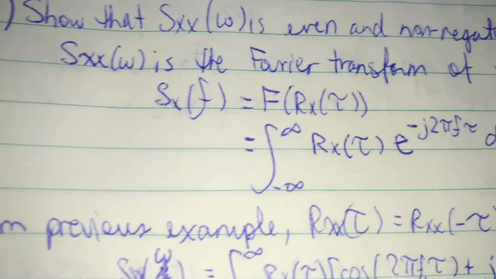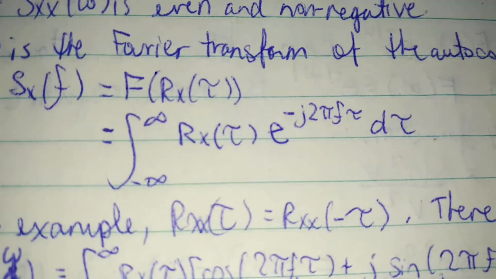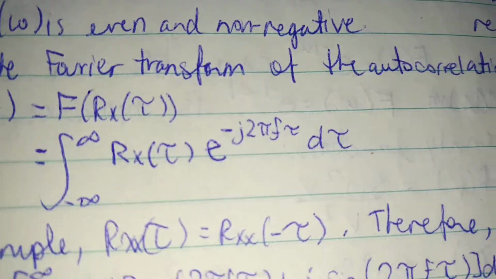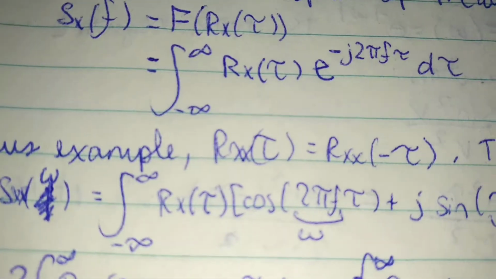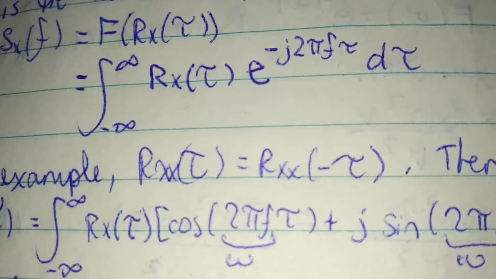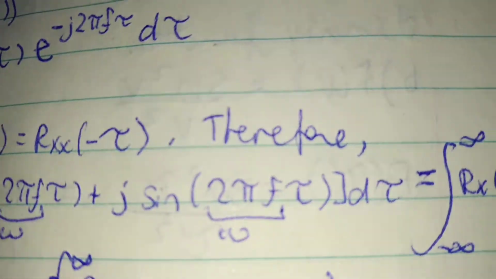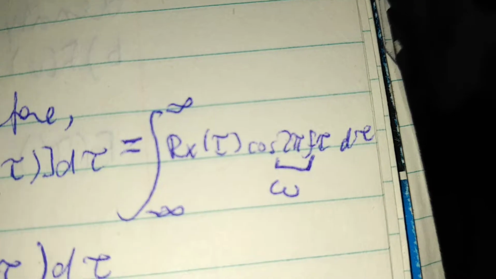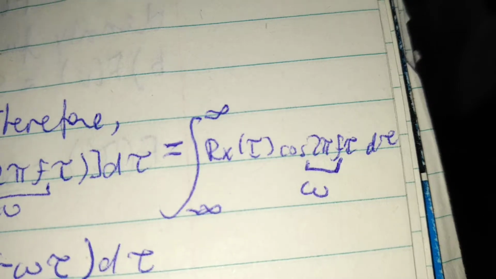And so we know that for something to be even, it's got to look like the autocorrelation of tau is equal to the autocorrelation of negative tau. Therefore, the spectral density of omega is equal to the integral from negative infinity to infinity of the autocorrelation tau times cosine of omega tau plus j times sine of omega times tau d tau, which is equal to the integral from negative infinity to infinity of the autocorrelation tau times the cosine of omega times tau d tau.